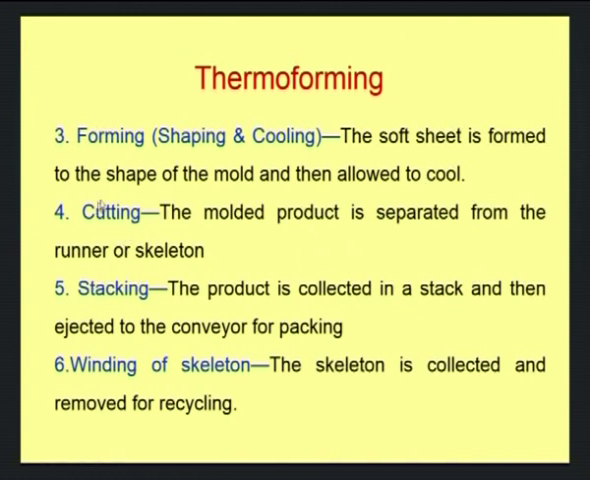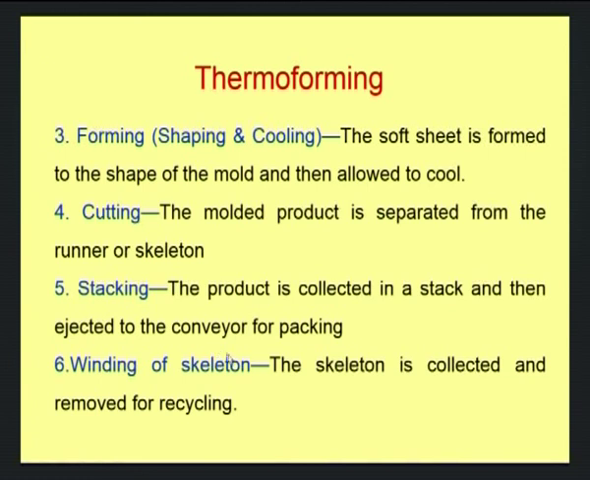And the next step is the cutting. The molded product is separated from the runner or skeleton. It is one of the main drawbacks with the thermoforming process, wherein you will always encounter a runner or skeleton. This has to be trimmed off to separate the product. And the next stage is the stacking. The product is collected in a stack and then ejected to the conveyor for packing. So, these are the secondary operations.